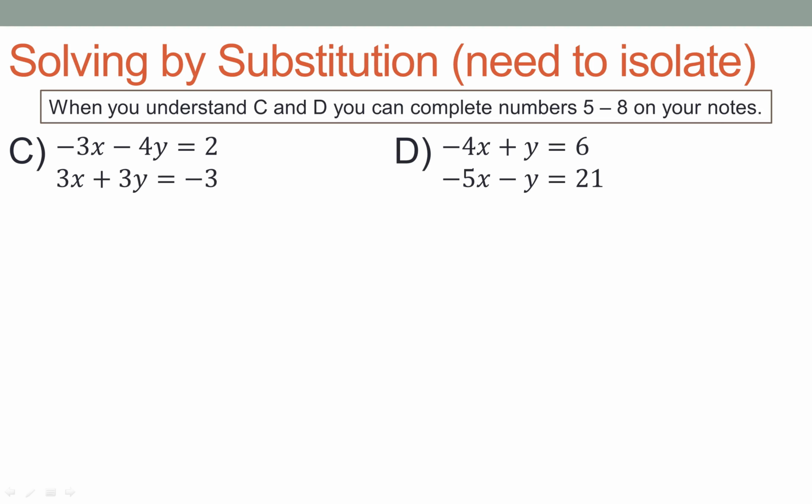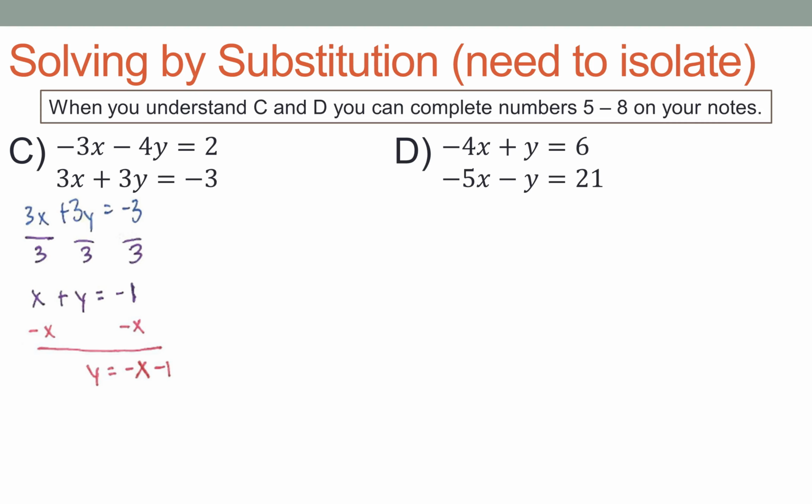All right. None of them are solved for anything, but I do notice that in the second equation, all of the coefficients and the constant are divisible by 3. So I'm going to divide all of them by 3. And now I have x plus y equals negative 1. Wait a second. Now I can solve for y. Subtract x from each side, so now I have y is equal to negative x minus 1.